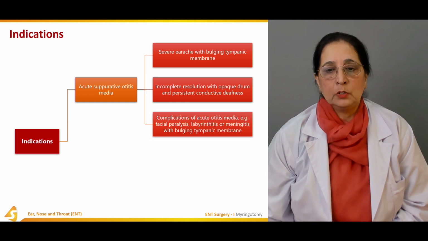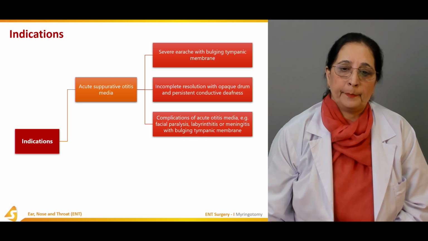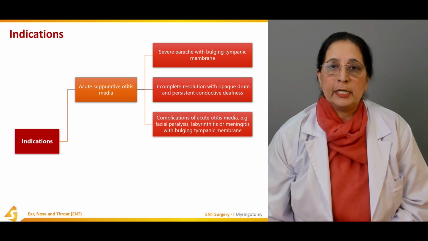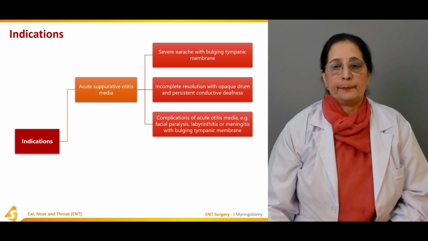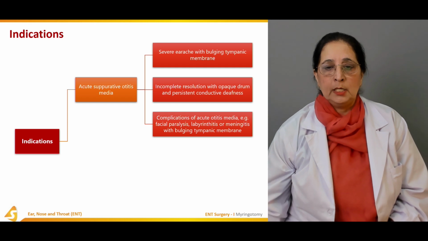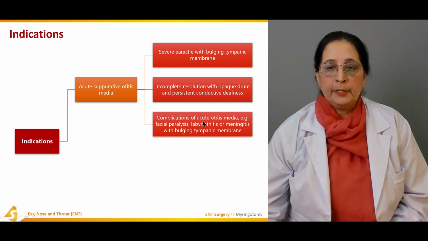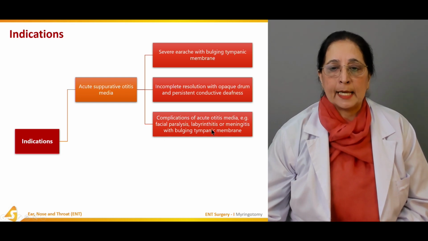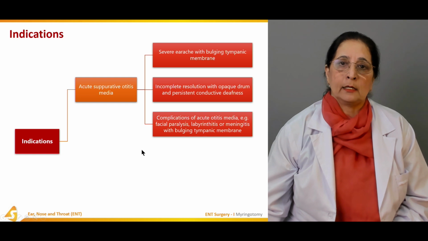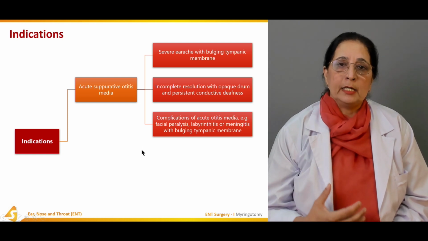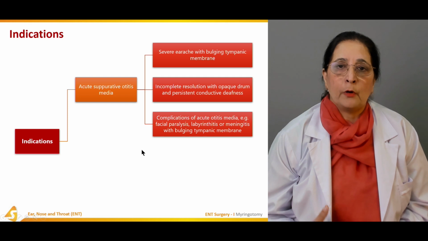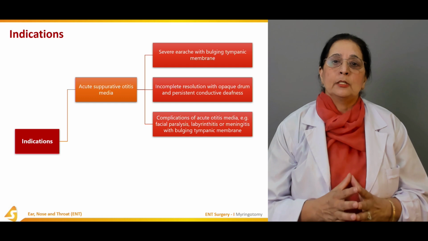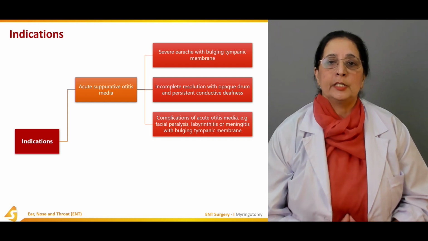Complications of acute otitis media, for example, facial paralysis, labyrinthitis or meningitis with bulging tympanic membrane. So these are the complications of otitis media. It needs to be treated, and myringotomy is performed, and an incision is made in the tympanic membrane, and the abscess or suppurative effusion is drained.